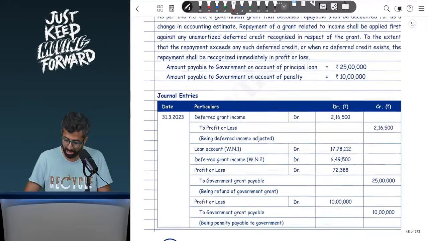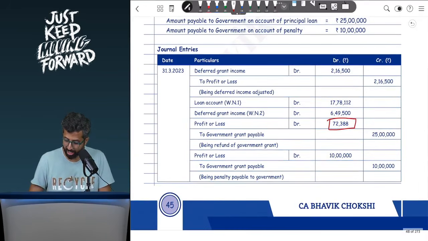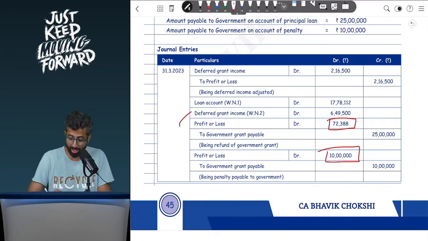So if I go to see at the time of refund, you will have to the profit and loss around 72,388 approximately, and another 10 lakhs going to the profit and loss. So this would be your entries at the time of refund.